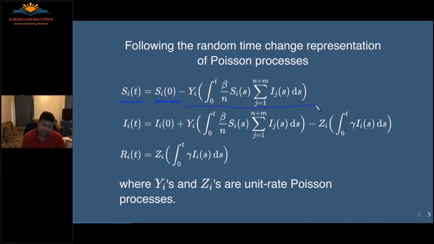So this basically tells you that if you're susceptible initially, you remain susceptible for a while, and then at some point you get infected, and then this becomes 0. So if you start at 0, you become 1. If you start at 1, you become 0 at some point. And the same you can do for I_i and R_i. So these are called the random time change representation of Poisson processes. So it's a fairly convenient way of writing down the trajectory equations.